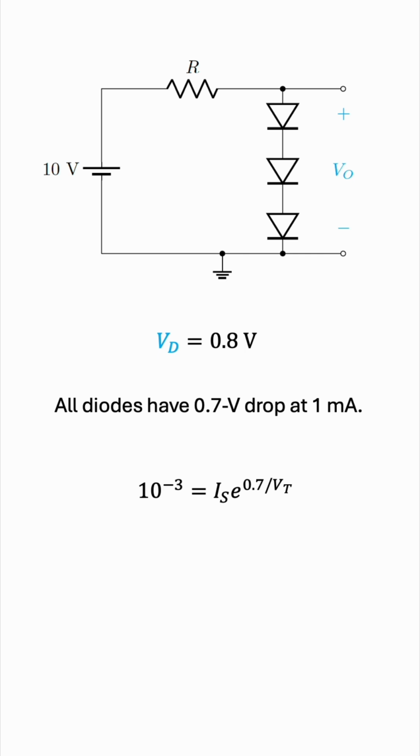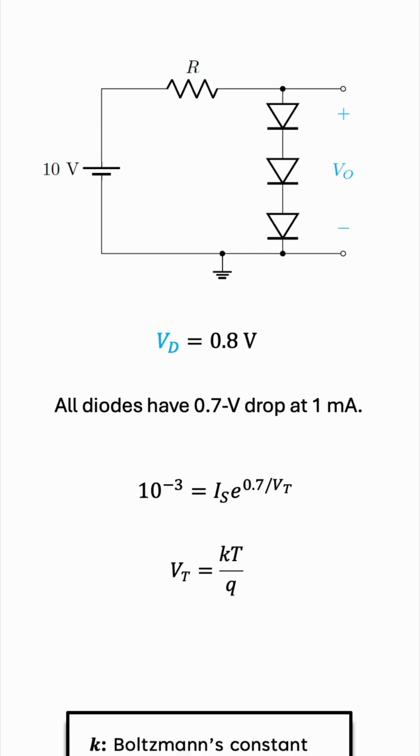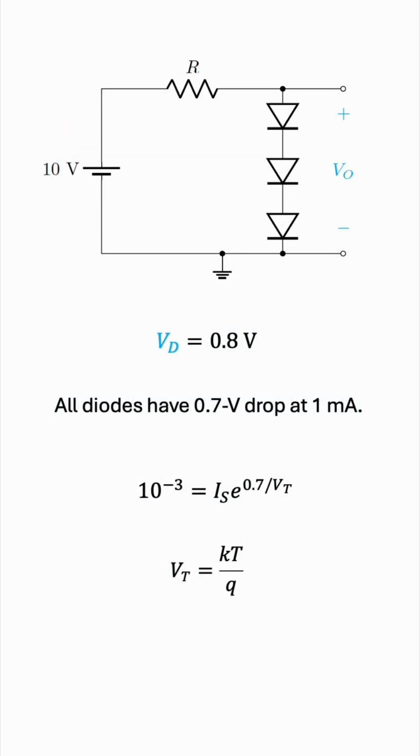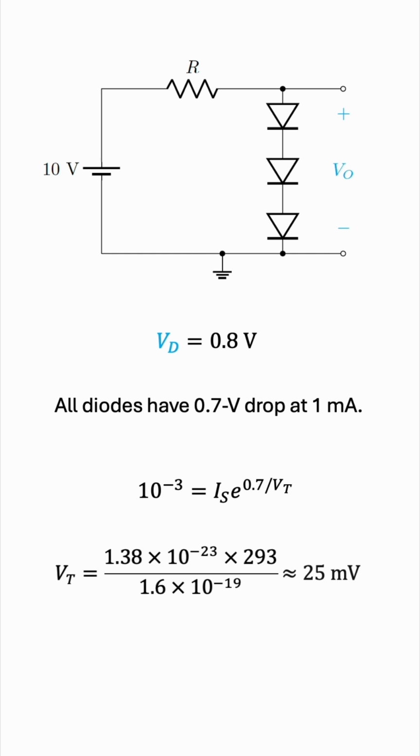VT is what we call the thermal voltage, and the equation for VT is KT over Q, where K is Boltzmann's constant, T is the temperature in kelvins, and Q is the magnitude of electronic charge. K and Q are established constants, and let's take T to be 20 degrees Celsius, room temperature. So that'll be 293 kelvins. And if we substitute those constants, we get a thermal voltage of around 25 millivolts.